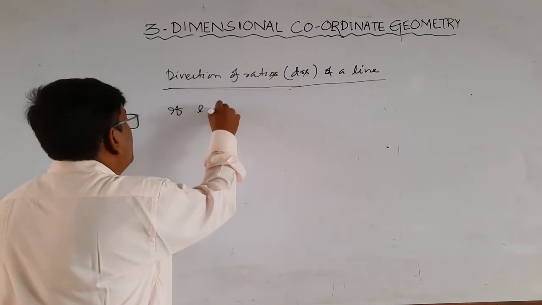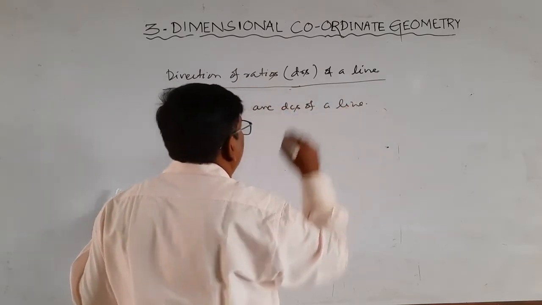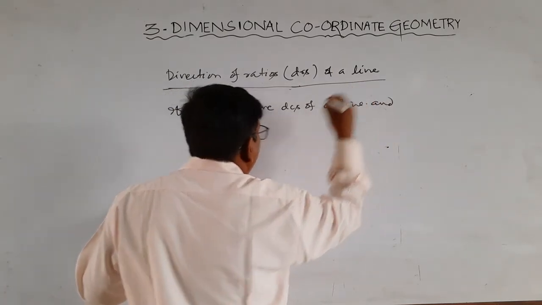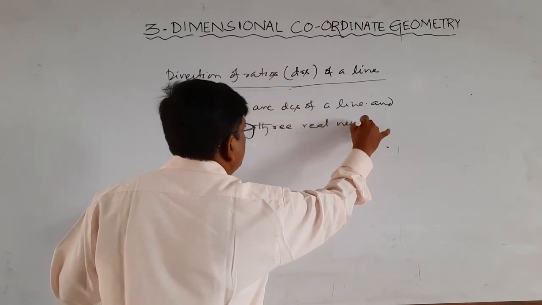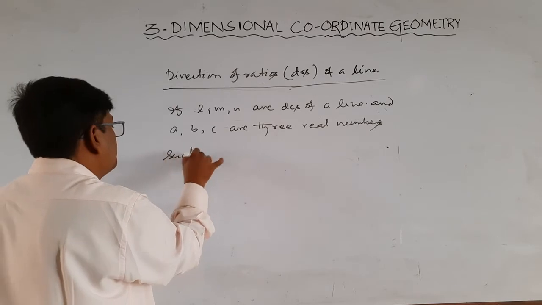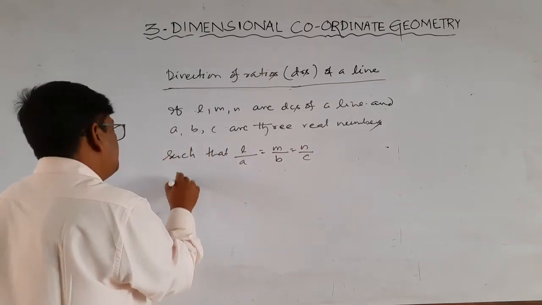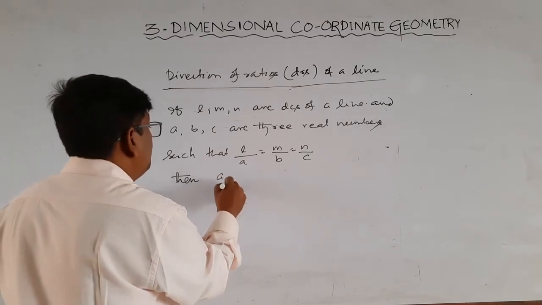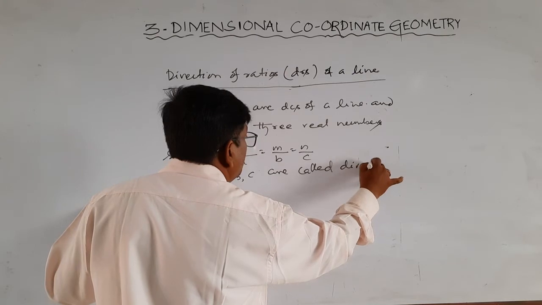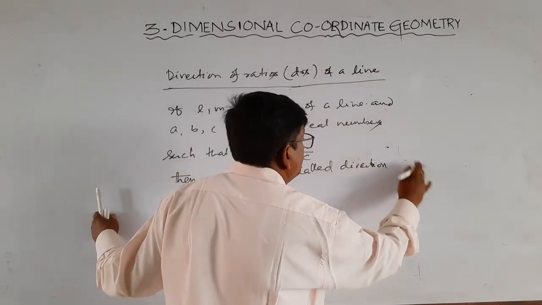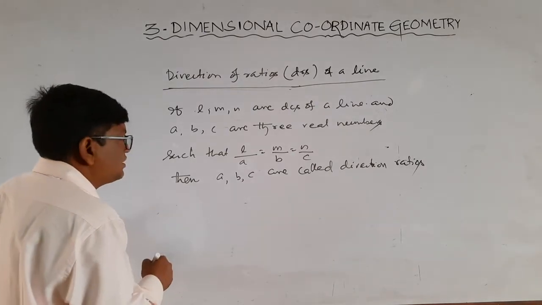If l, m, n are the DCs of a line and a, b, c are 3 real numbers such that l by a is equal to m by b is equal to n by c, then a, b, c are called direction ratios, and its short form is DRs. So DRs are a, b, c.